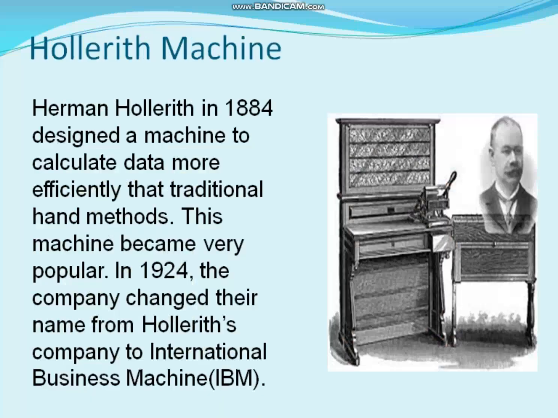Next we have Hollerith machine. Hermann Hollerith in 1884 designed a machine to calculate data more efficiently than traditional hand methods. This machine became very popular. In 1924, the company changed their name from Hollerith's company to International Business Machine (IBM). So you all know what is IBM. So today you got it from where it was named. It was named from Hollerith's company.